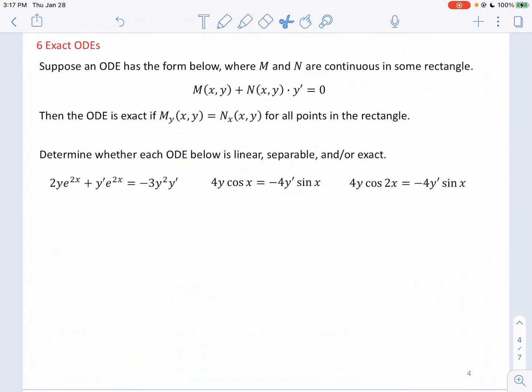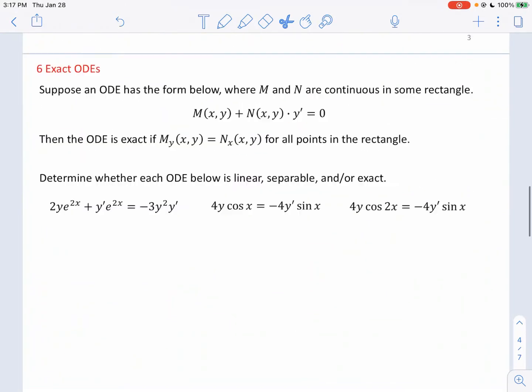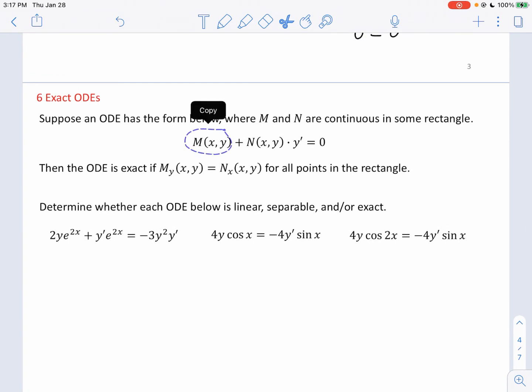All right, suppose an ODE has the form below, where M and N are continuous in some rectangle. So now I'm just saying some expression and some expression, times y prime is equal to 0. Then the ODE is exact if you do a partial of this part with respect to y, and then a partial of this part with respect to x, and you wind up getting the same result for all points in that rectangle.